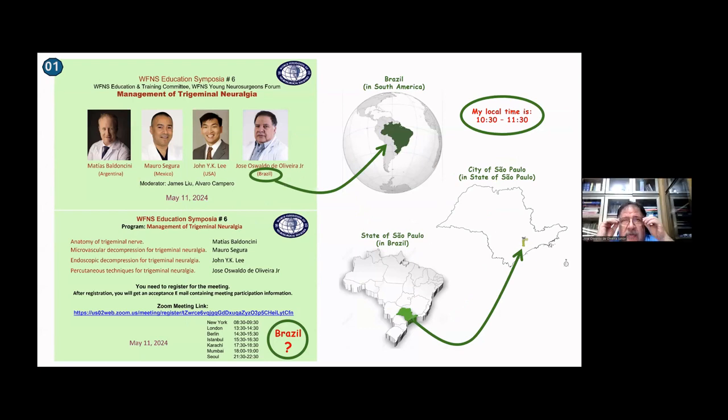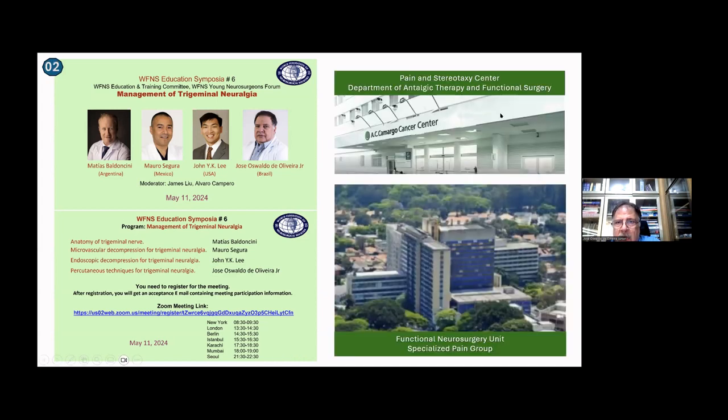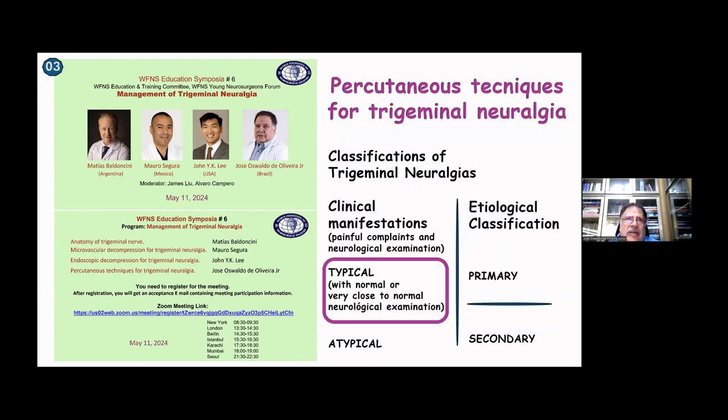Thank you for inviting me to participate in this international symposium. I'm here in the city of São Paulo. We will share the experience of the Pain and Stereotaxis Center of AC Camargo Cancer Center and the Functional Neurosurgery Unit, Hospital dos Servidores Públicos do Estado de São Paulo.